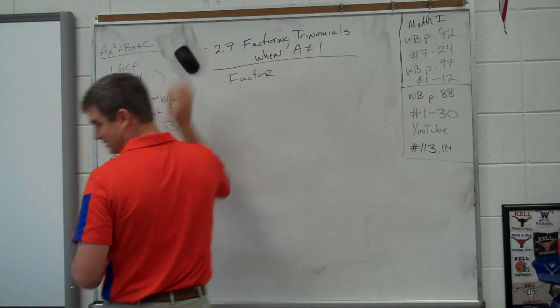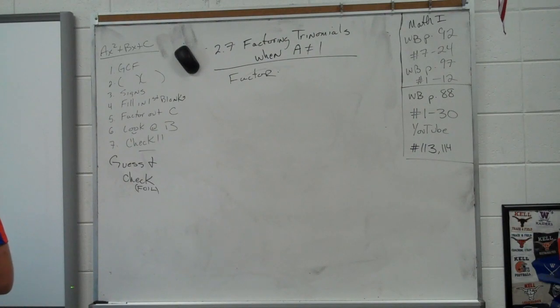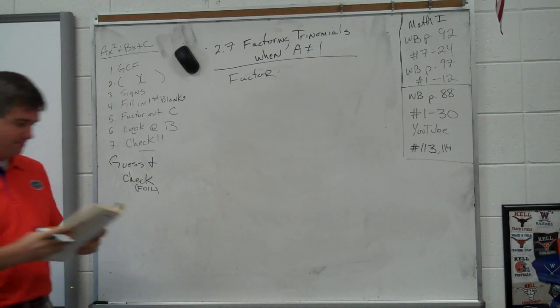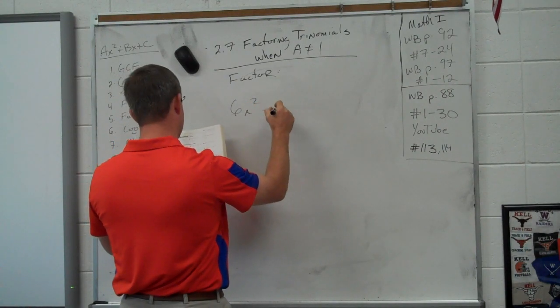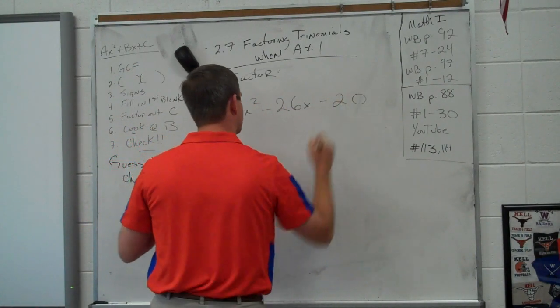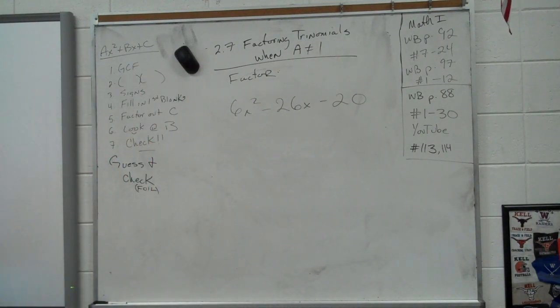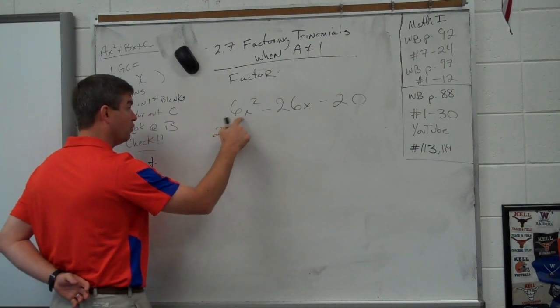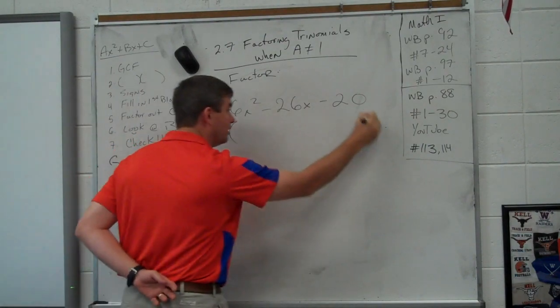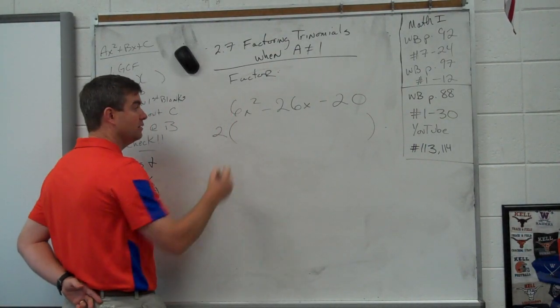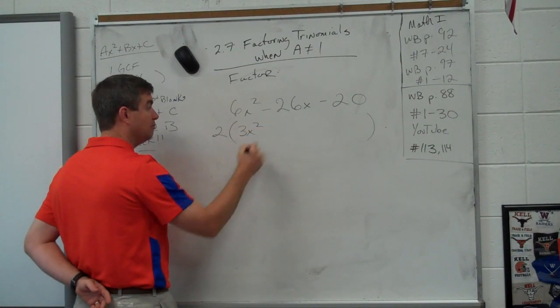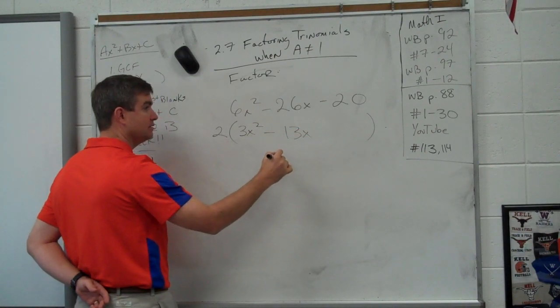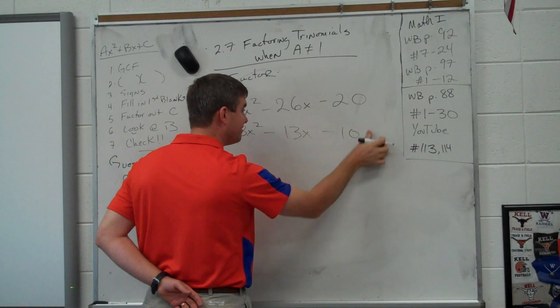Let's try another example. Directions say factor. First step. GCF. 6, 26, and 20. Do they all have something in common? Yes. What is it? A 2. 4 won't go into this one or this one. So I take a 2 out, and what's left? Quiet, please. What's left? 3x squared plus 13x minus 10. You've got to be able to factor out a GCF, right?